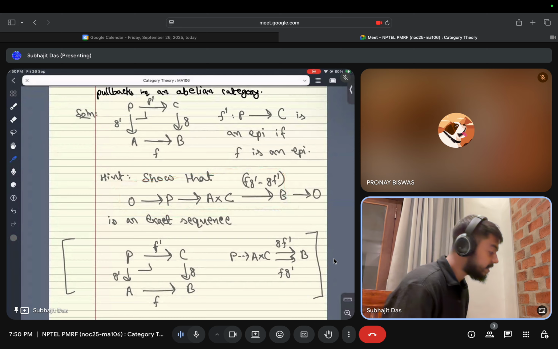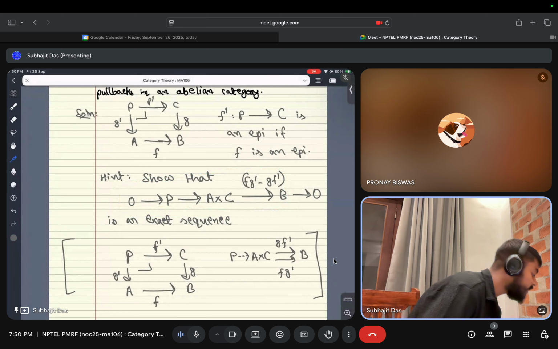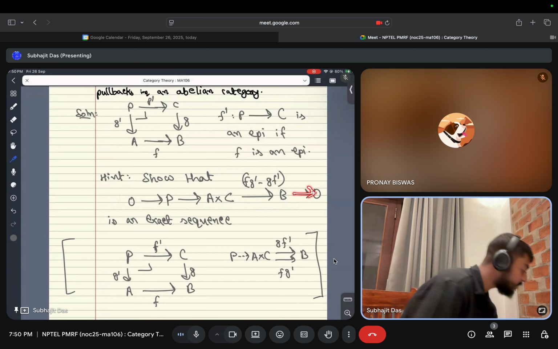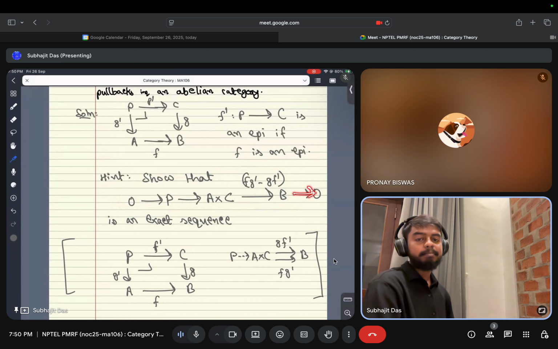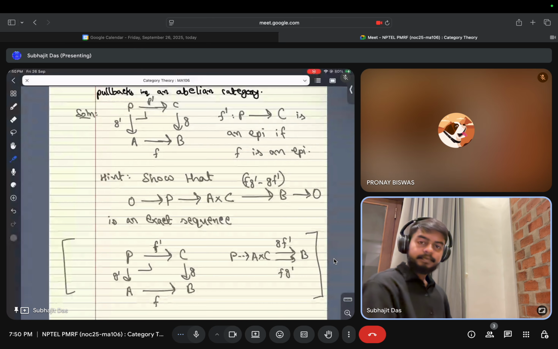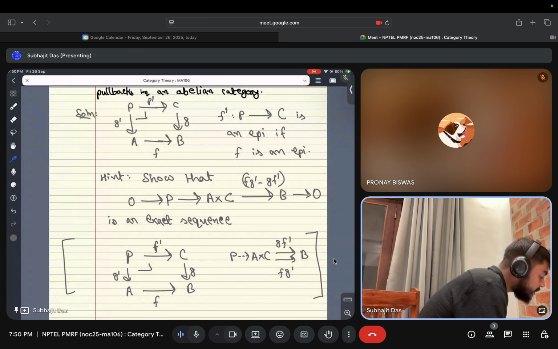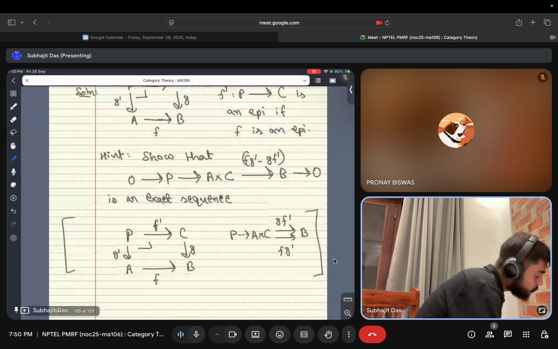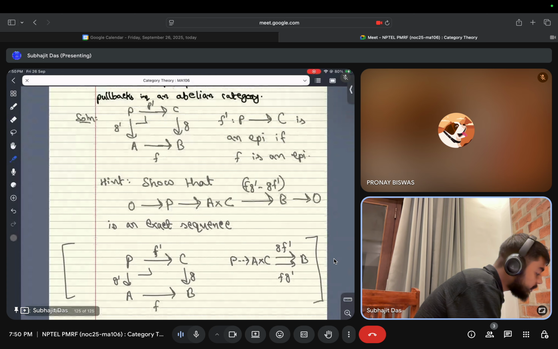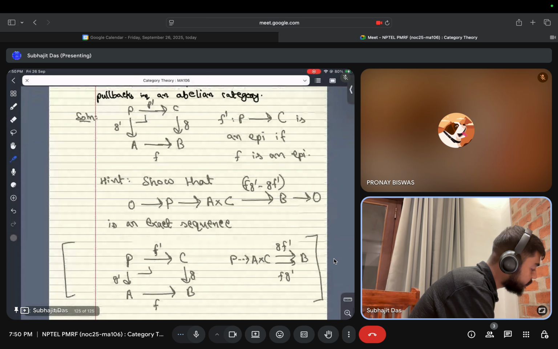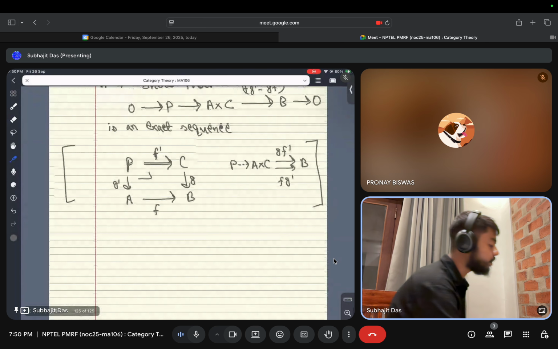And since F is assumed to be an AP, you can verify that this sequence actually extends to this side, in the sense that this arrow will also be an AP. The map from A cross C to B will also be an AP. I won't say much more because we don't have time. This is the hint that I will be giving, and I want the viewers to solve this.